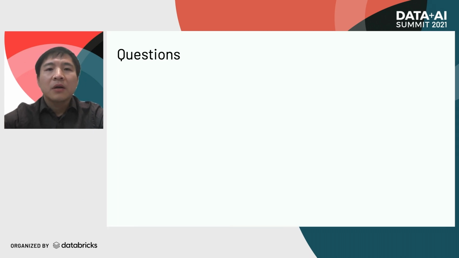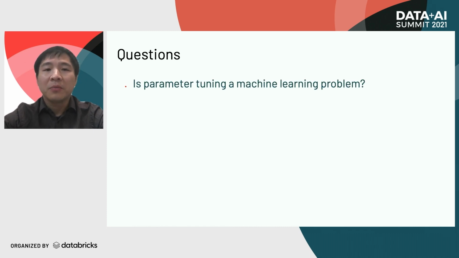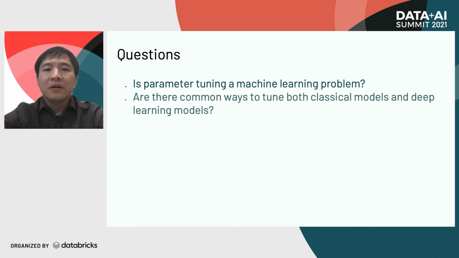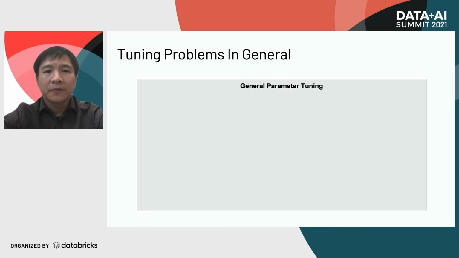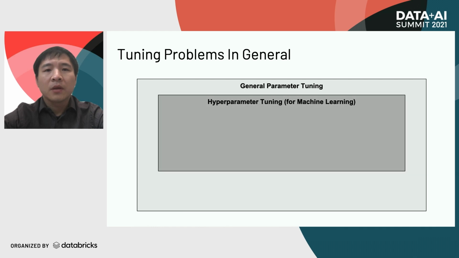Here are some common questions or confusions about parameter tuning. Is this a machine learning problem? Are there common ways for tuning? Why is it so hard to leverage a distributed framework to do parameter tuning? So assume this is general parameter tuning problem. For machine learning, we call it hyperparameter tuning, and it is a subproblem of the general problem.